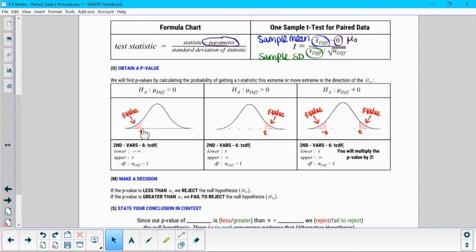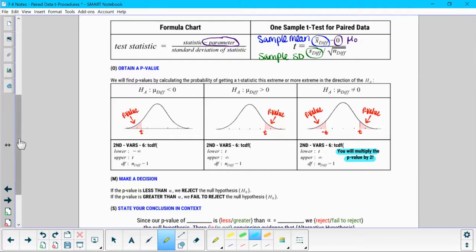If I want everything less than, I shade below. If I want everything above, I shade above. If I have no difference, I'm going to end up with two tails. They are equal in size, so you only have to find one and multiply it by 2. Now, we do get p-values by going to 2nd VARS number 6, and it'll ask us for a lower bound, an upper bound, and a degree of freedom. Degree of freedom is just your sample size minus 1.